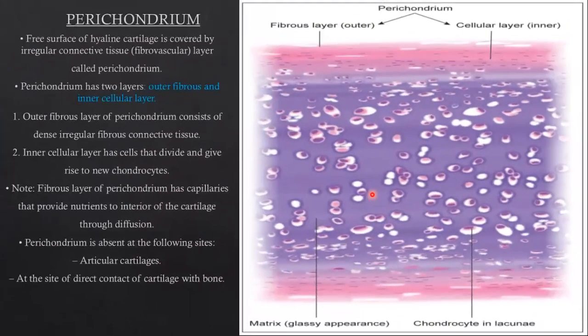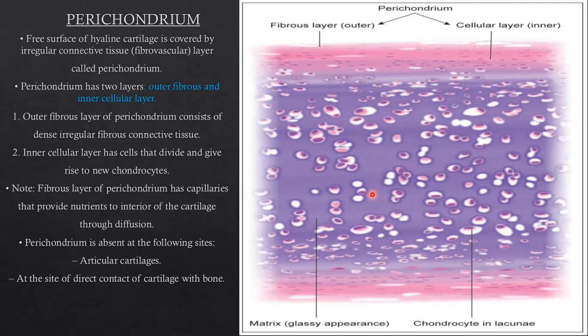Now, perichondrium. The free surface of hyaline cartilage is covered by the irregular fibrocellular layer known as perichondrium, which has 2 layers: outer fibrous, inner cellular. The outer fibrous consists of dense irregular fibrous connective tissue. Inner cellular has chondroblasts, which give rise to the chondrocytes. Then the outer fibrous has capillaries that provide nutrients to the interior of the cartilage through diffusion.